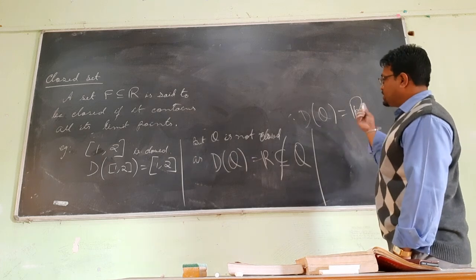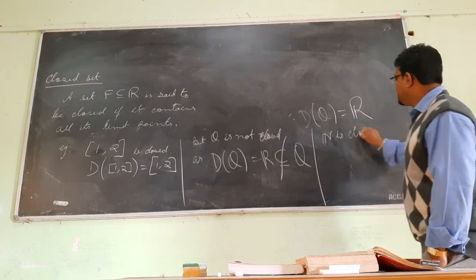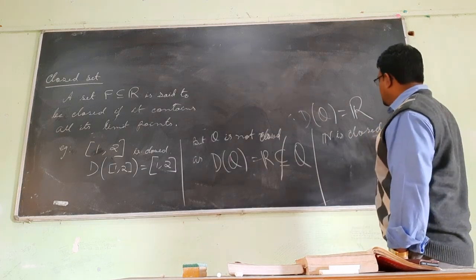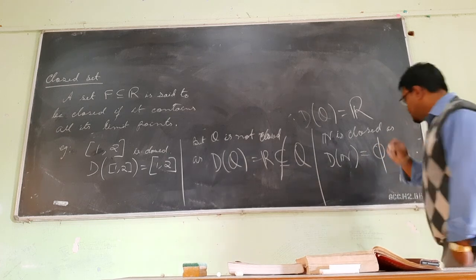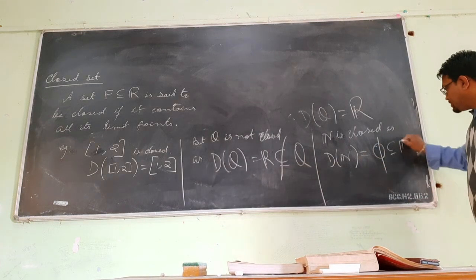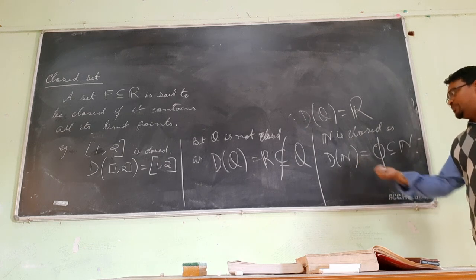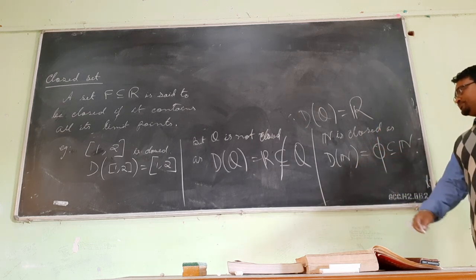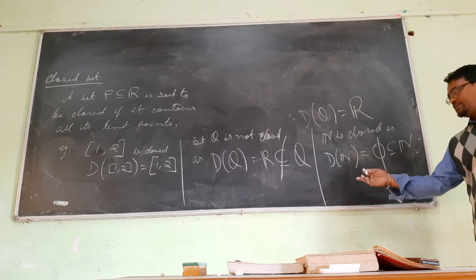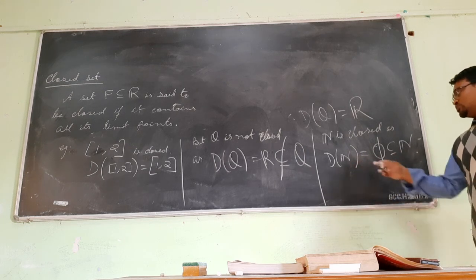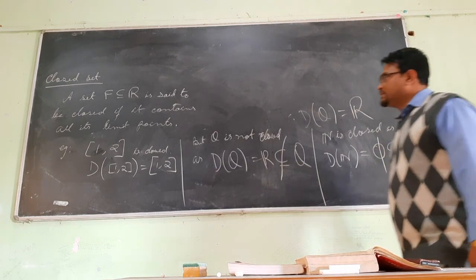What about the set of natural numbers? N is closed, as the derived set of N is the empty set, which is a subset of N. Any set which doesn't contain any limit point is always closed. Any finite set is closed because the derived set of any finite set is empty. So D of N is empty, which is a subset of N, so this is a closed set.